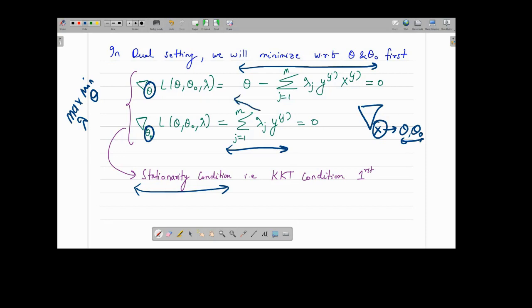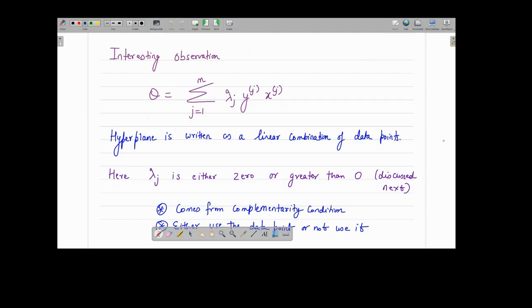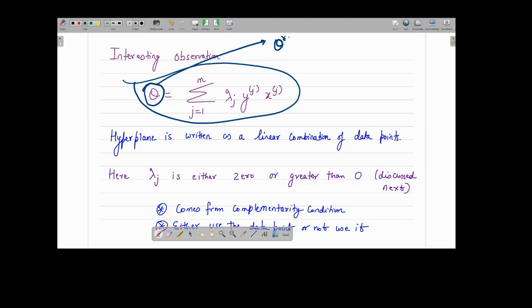And from this first equation, if we focus on it, this is the first equation that we get when we solve for theta and theta 0. There is an interesting observation here. This theta will give you the answer for theta star, the optimal values of theta which you will be using for the hyperplane. These are the optimal values of theta which you use for separating the boundaries, if you recall that.